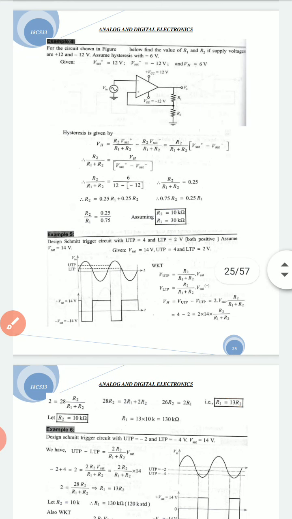Next problem. Determine the Schmitt trigger.